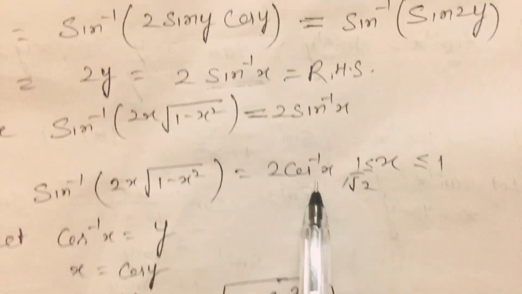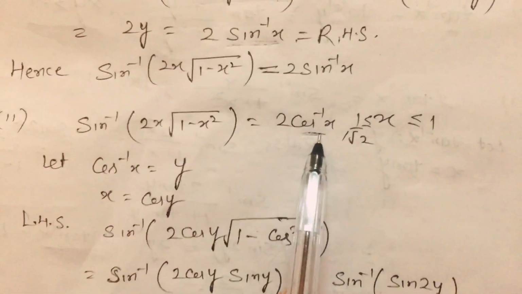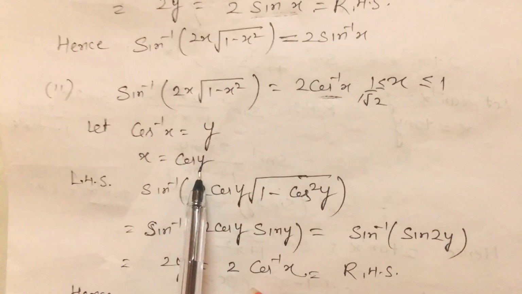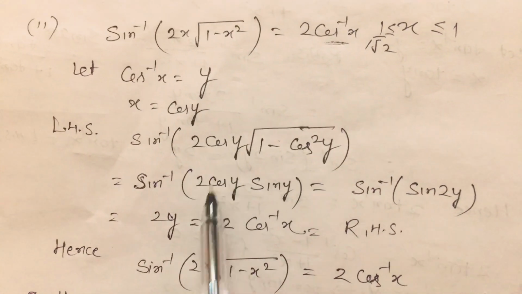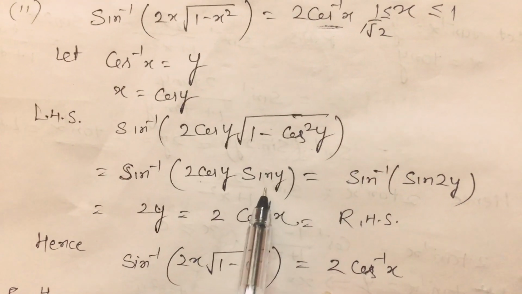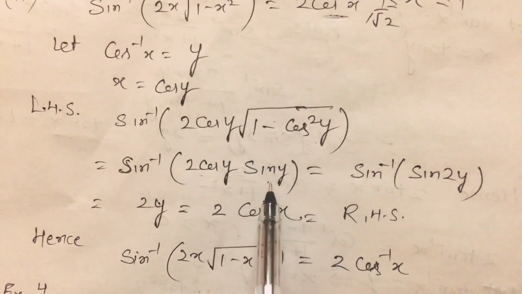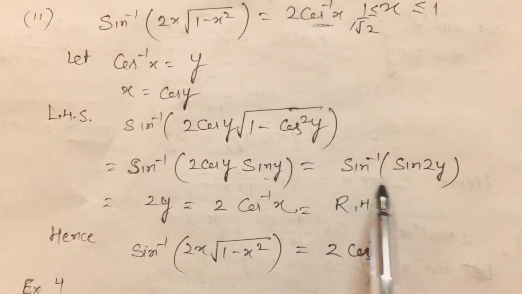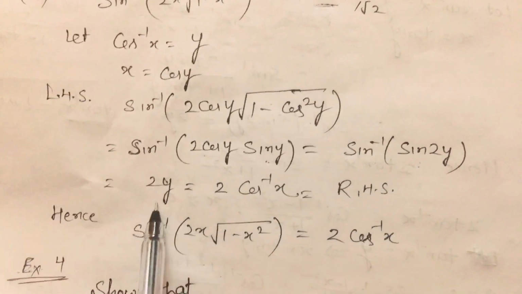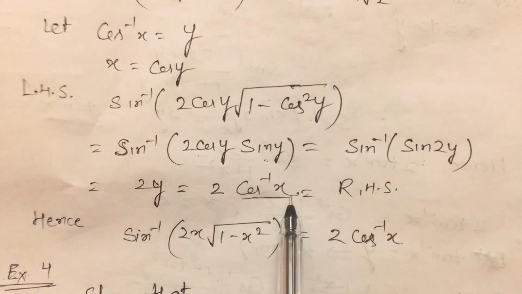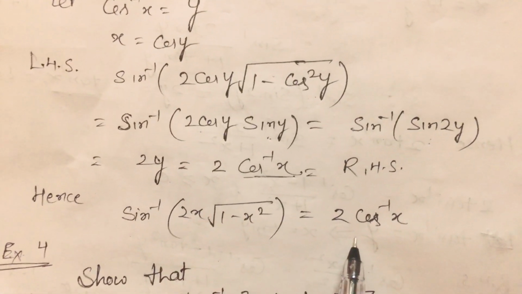If it is sin inverse of 2x root 1 minus x square, we take cos inverse x as y, then x is equal to cos y, and we put this in. After that this will be 2 cos y, and 1 minus cos square y is sin square y, whose square root is sin y. So it will be sin inverse of 2 sin y cos y, which is sin 2y. So it will be 2y, and y is cos inverse x. So this is equal to this, we can write.